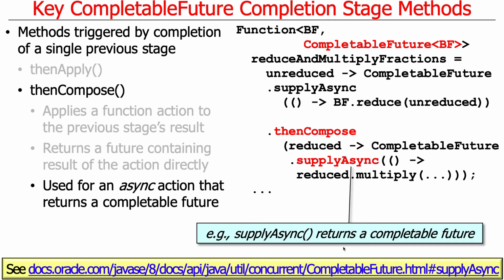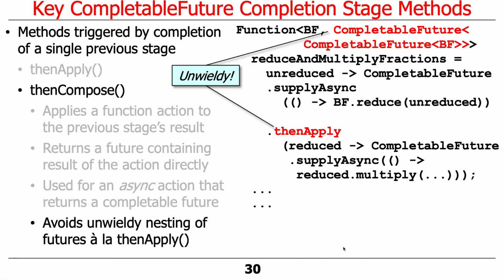So instead, we use then compose, and what then compose does is it kind of strips off the additional nesting, and you'll end up with just a completable future when we're all done. So it's a way of avoiding nested futures, which is unwieldy. So that's one way to do this.